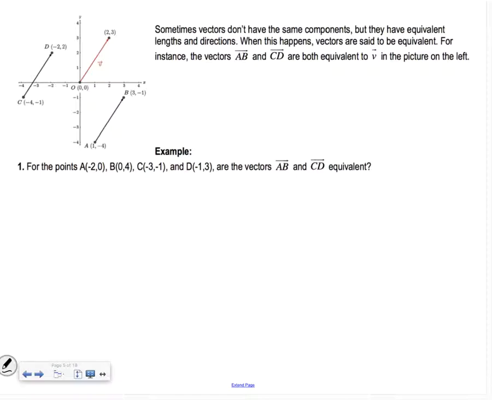So it says sometimes vectors don't have the same components, but they have equivalent lengths and directions. That's what we just talked about. So when this happens, vectors are said to be equivalent. They're exactly the same vector. I know that's super confusing because you're like, it's not in the same spot. Like, how are they the same? But vectors can move wherever, right?